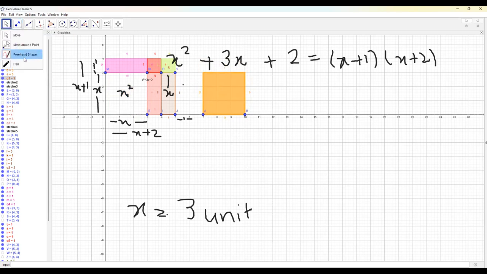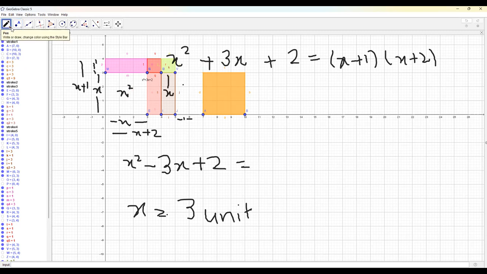First I'm writing the equation by pen. Our next equation is x squared minus 3x plus 2. Right? So how do we use the graphical window to factorize? How are you writing this, ma'am? Okay, sir, I'm writing this by using the pen. Just below the move, we have a pen option. Then you can use this pen, and you can also create a freehand shape. I'm using this last option. Yes, sir.